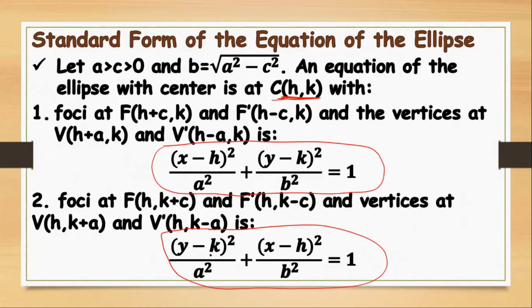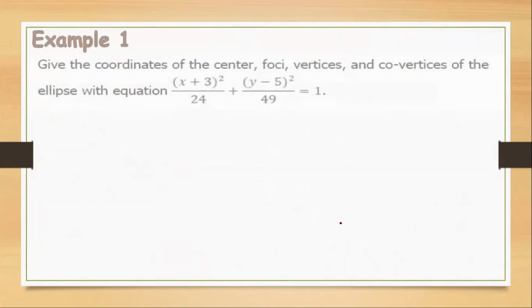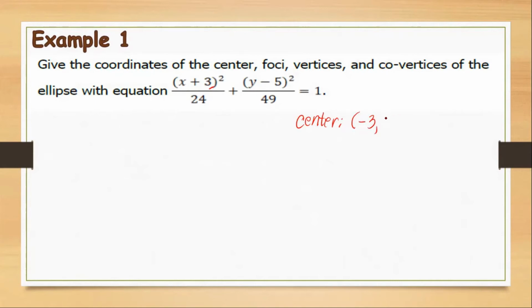And the other one, if your principal axis is at y, then we have y minus k quantity squared over a squared plus x minus h quantity squared over b squared equals 1. Let's have this example. Give the coordinates of the center, foci, vertices, and co-vertices of the ellipse with this given equation. So, let's find the center first. Since we have x minus h, our center will be -3, and our y is minus k, so we have (-3, 5).